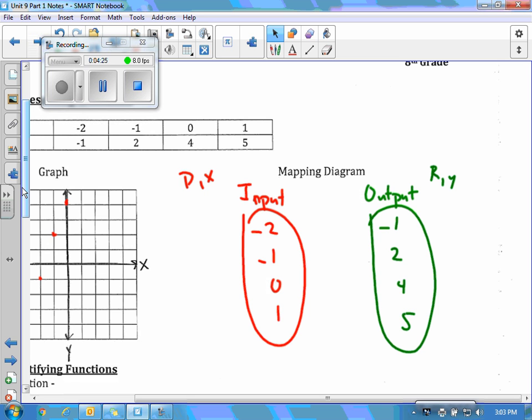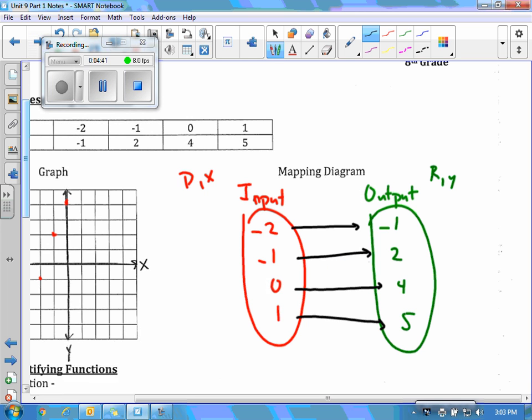So we've set up our mapping diagram. We have one more step. What we have to do is connect the inputs to the outputs they go with. So -2 goes with -1. -1 goes with 2. 0 goes with 4. 1 goes with 5. So this is a very basic example of a mapping diagram because they all just go straight across. Right? But just so you have this down.